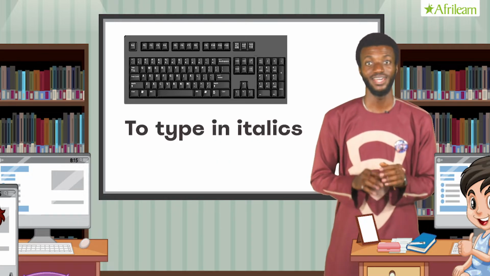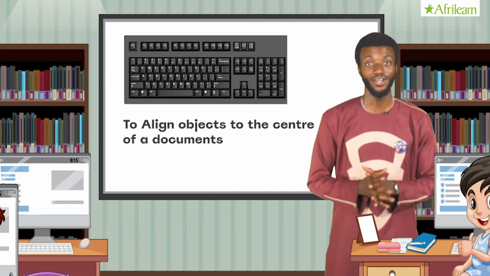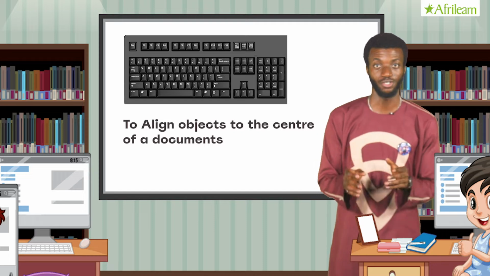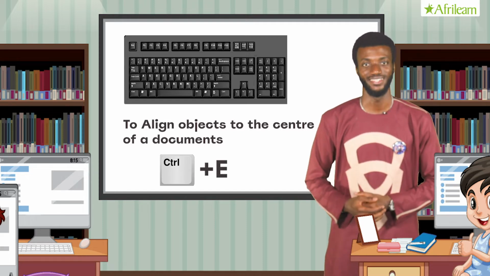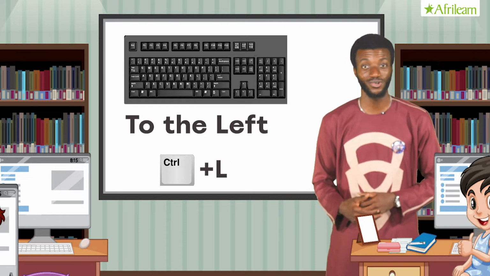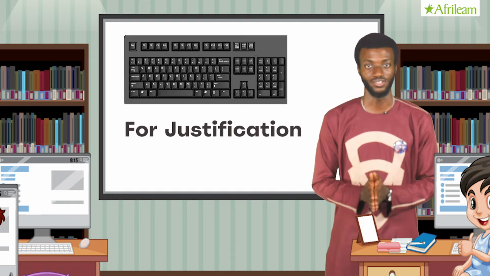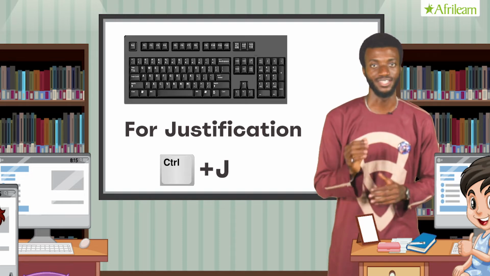To type in italics, we use CTRL I. To align objects to the center of a document, we use CTRL E. To the right, we use CTRL R. To the left, we use CTRL L. Finally, for justification, we use CTRL J.